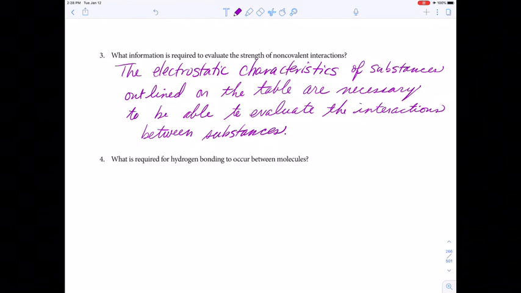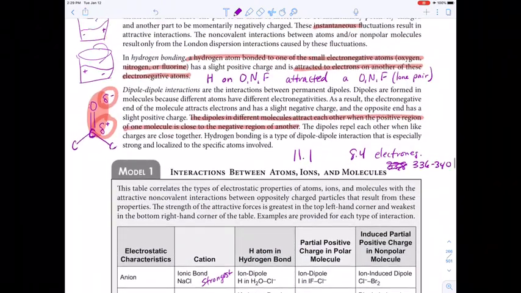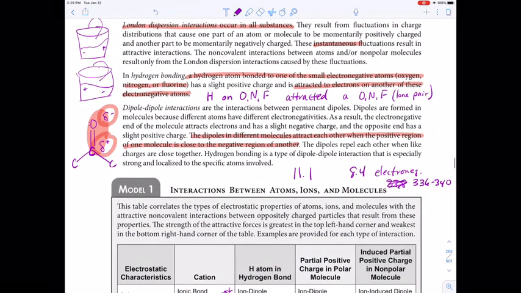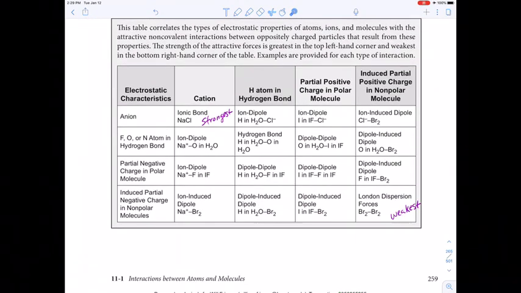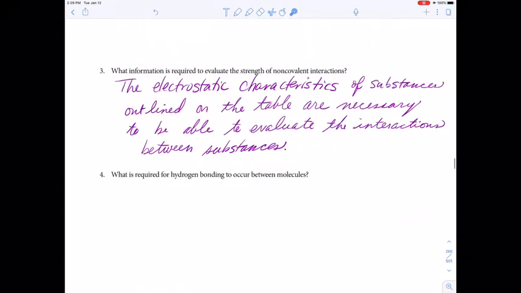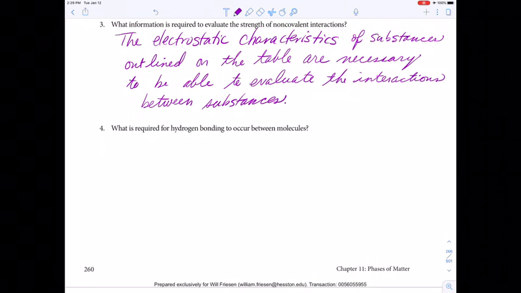Okay, what is required for hydrogen bonding to occur between molecules? Okay, we talked about that. That's up here. So right up here is where we discuss hydrogen bonding. We can also see hydrogen bonding discussed in the table. So if you need to, hit pause, try and answer this on your own, and then come back and check.